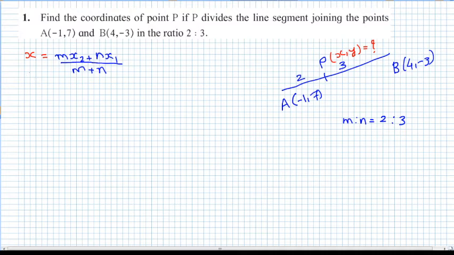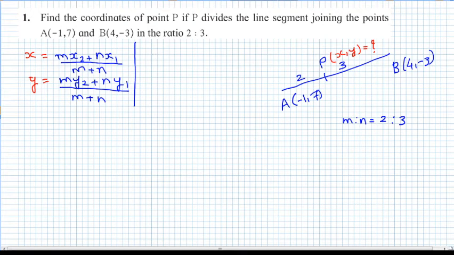That was the formula for x. And then what was the formula for y? If you can quickly recall that. Yes, my2 plus ny1 upon m plus n. So those were the formulas. Now these are the formulas that we are going to use. What is this formula called? It is called the section formula.